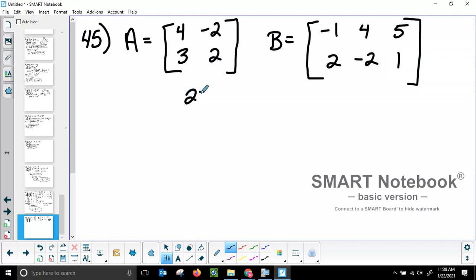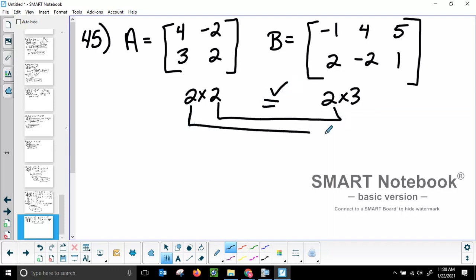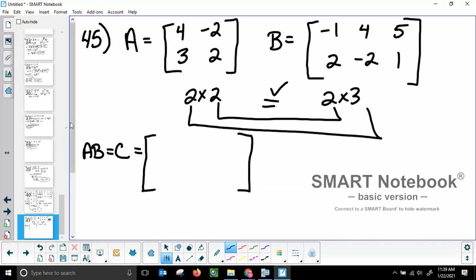All right, so this is a 2 by 2. This is a 2 by 3. Since these numbers match up, I am allowed to multiply them, and my answer is going to be a 2 by 3. So A times B, which I will call C, is going to equal a 2 by 3. All right.